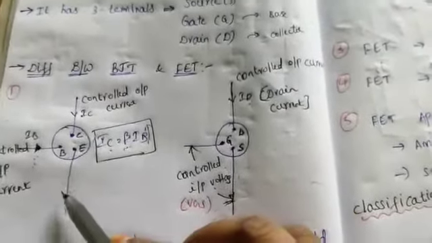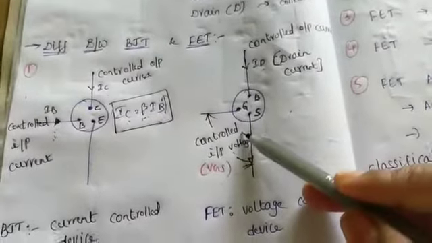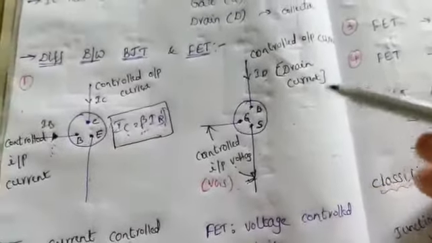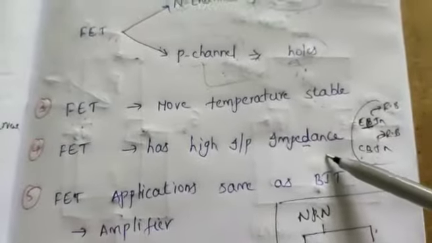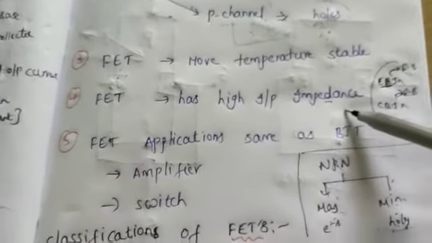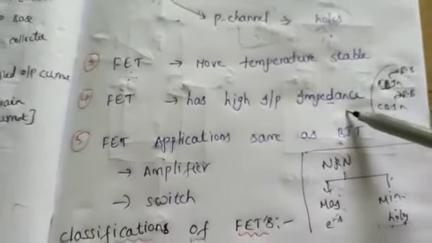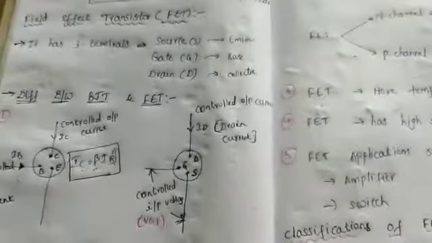Transistor input impedance is in the order of 2 to 5 ohms, and FET input impedance is in the order of mega ohms. So the FET has high input impedance compared to the BJT. These are the main differences between BJT and FET.